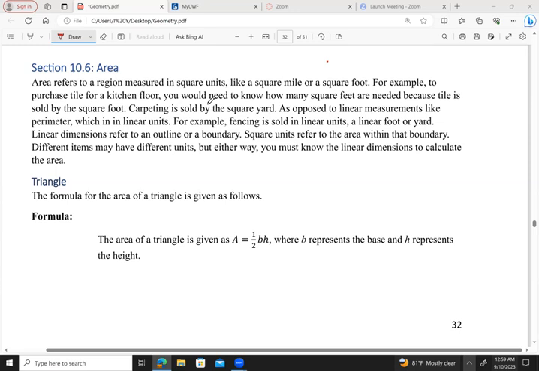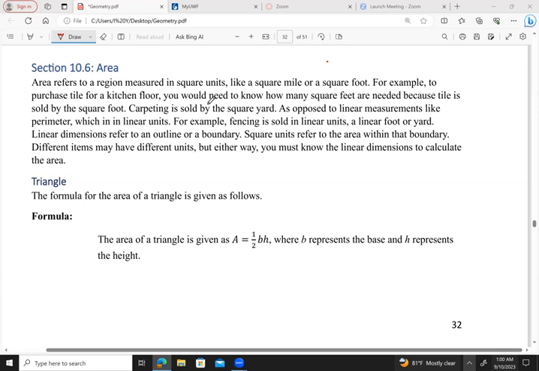For example, to purchase tile for a kitchen floor, you would need to know how many square feet are needed, because tile is sold by the square foot. Carpeting is sold by the square yard, as opposed to linear measures like perimeter, which is in linear units. Fencing is sold in linear units, a linear foot or yard. Linear dimensions refer to an outline or a boundary. Square units refer to the area within the boundary. Different items may have different units, but either way, you must know the linear dimensions to calculate the area.